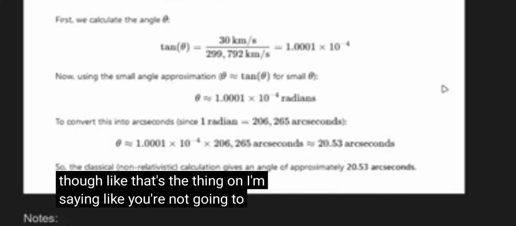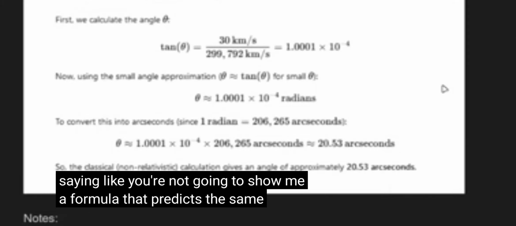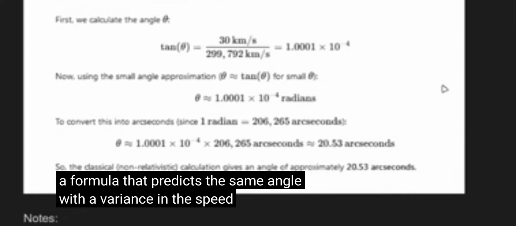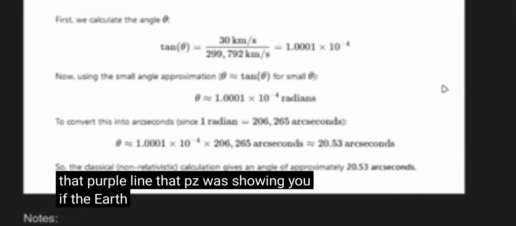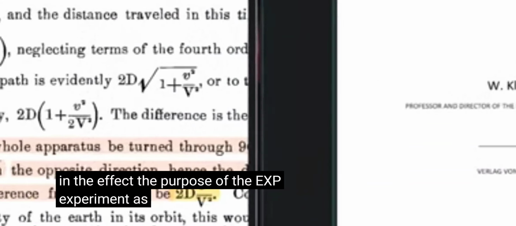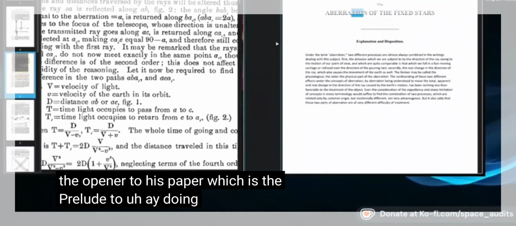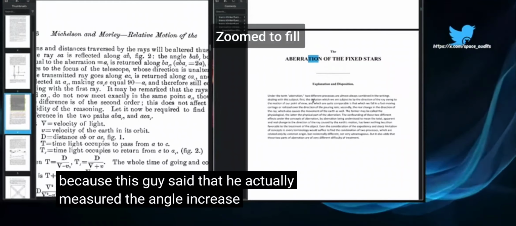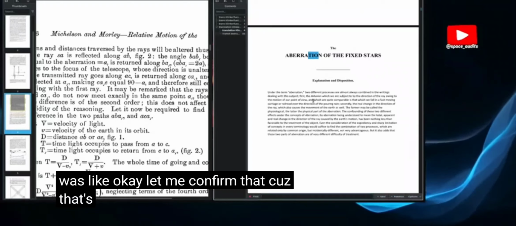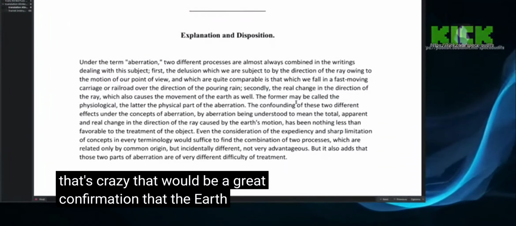That's the thing I'm saying. You're not going to show me a formula that predicts the same angle with a variance in the speed, because that purple line that PCO was showing you, if the Earth is actually in motion, is going to change, which is going to result in the effect. The purpose of the experiment, as stated by Klinkerfues in the opener to his paper, which is the prelude to Airy doing his experiment, because this guy said that he actually measured the angle increase. And Airy was like, okay, let me confirm that, because that's crazy. That would be a great confirmation that the Earth is in motion.